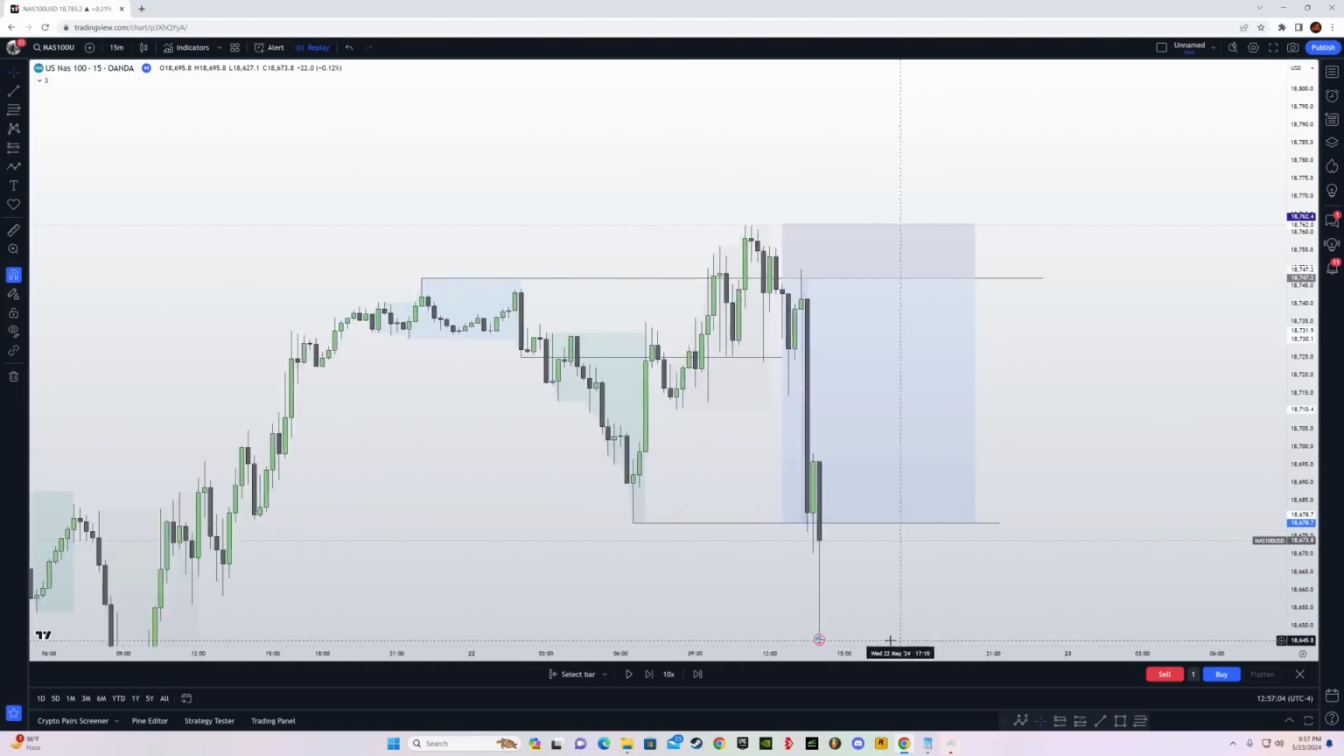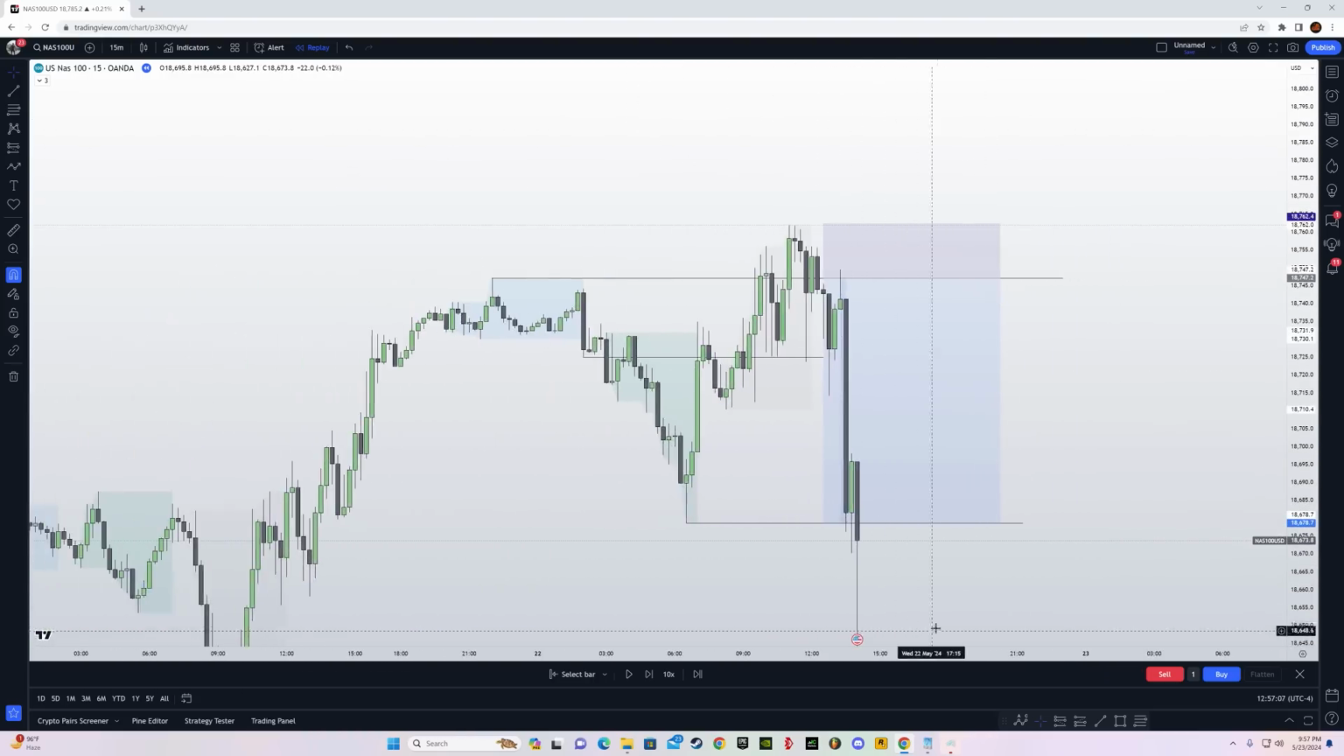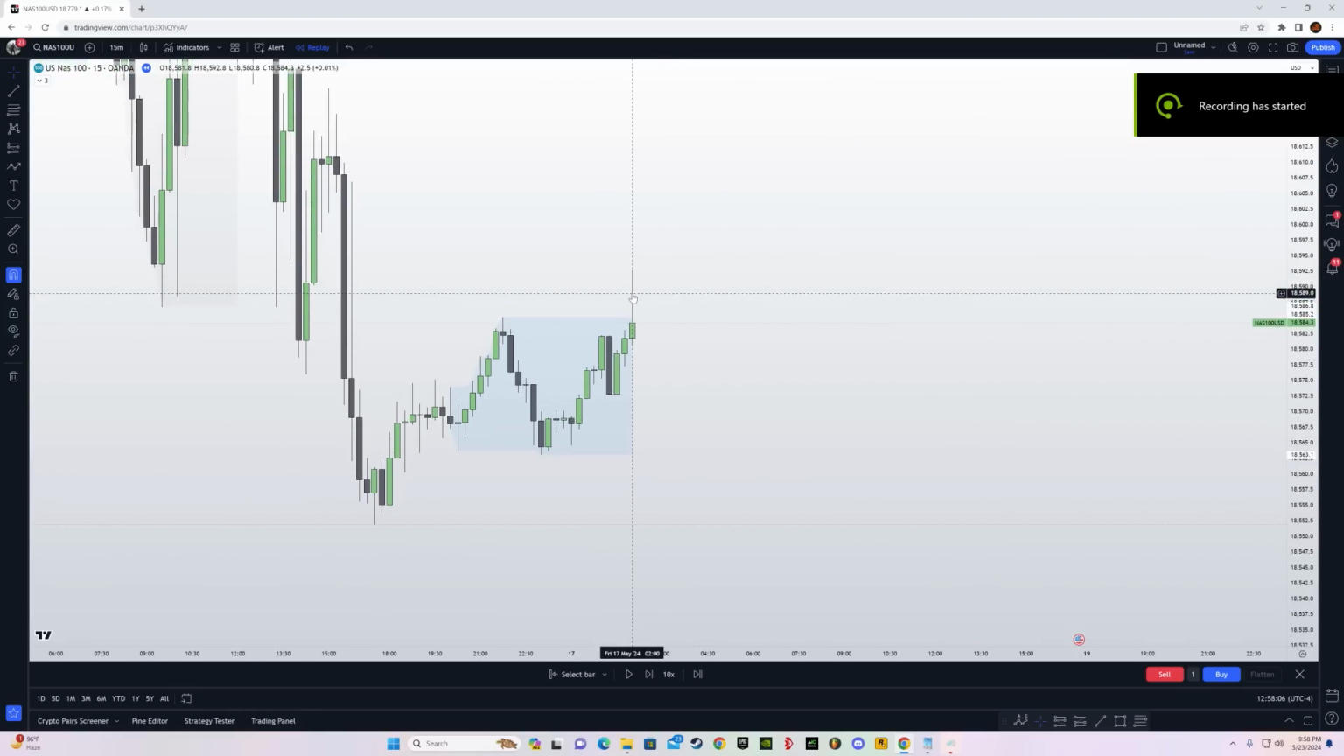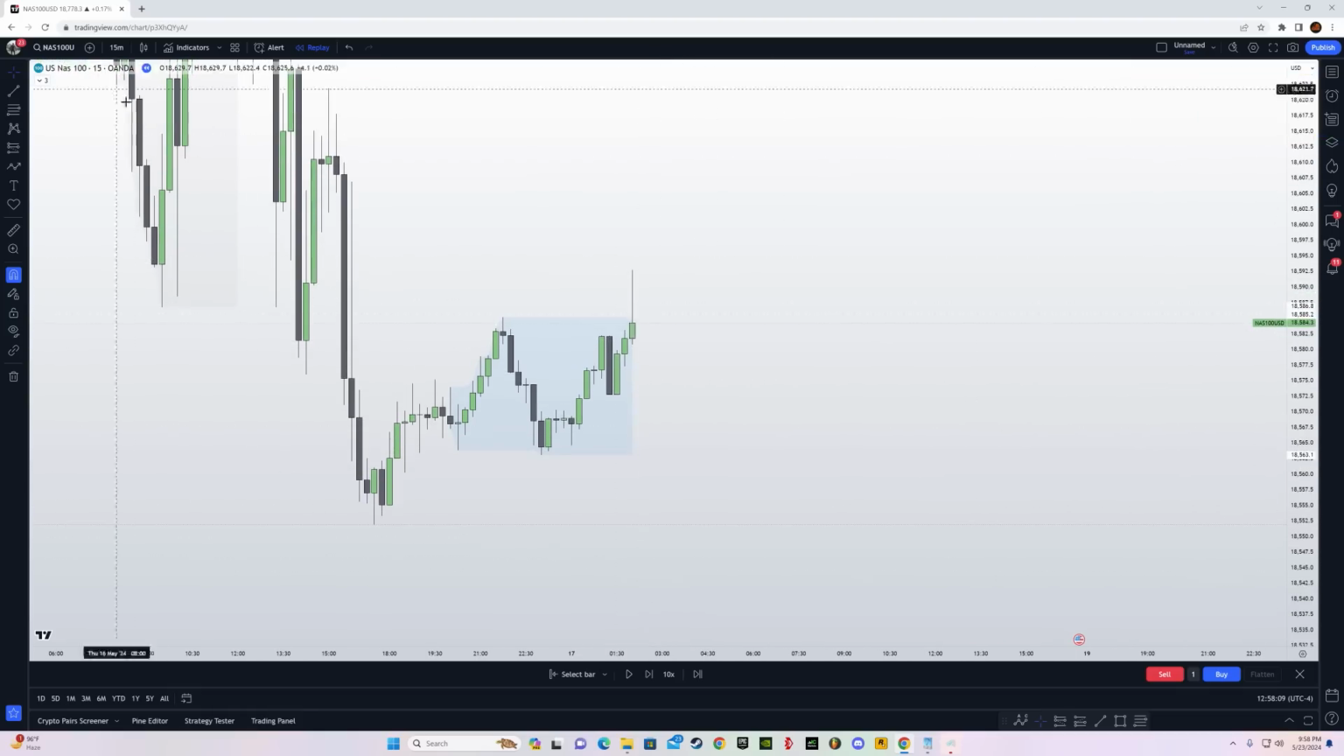Okay, so yeah, that's a beautiful example. Let's move on to another example. All right, guys, so here is example number 2. So you can see this is 2 a.m. The candle closes on the 15-minute time frame.